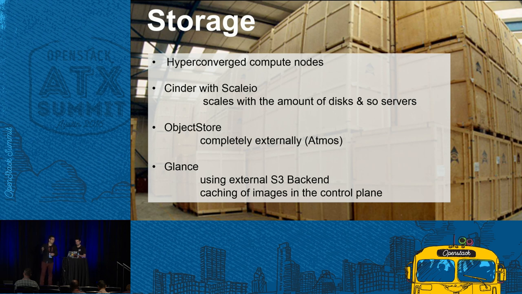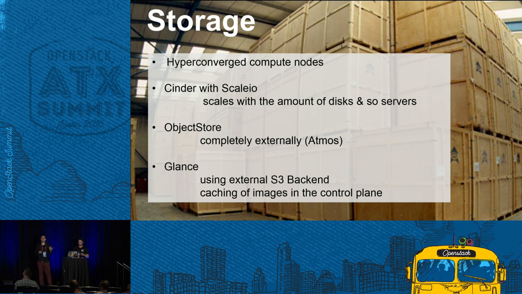For storage, as I mentioned, we're running hyperconverged compute nodes. We're using ScaleIO from EMC underneath. ScaleIO is really nice because it scales with the amount of disks that you put into it, and so also with the amount of servers. And then object storage, we're not doing object storage as part of OpenStack. At Swisscom, we already have a huge Atmos installation, which provides us object storage replicated over 4 data centers. So there was really no need to develop object storage services as part of OpenStack.